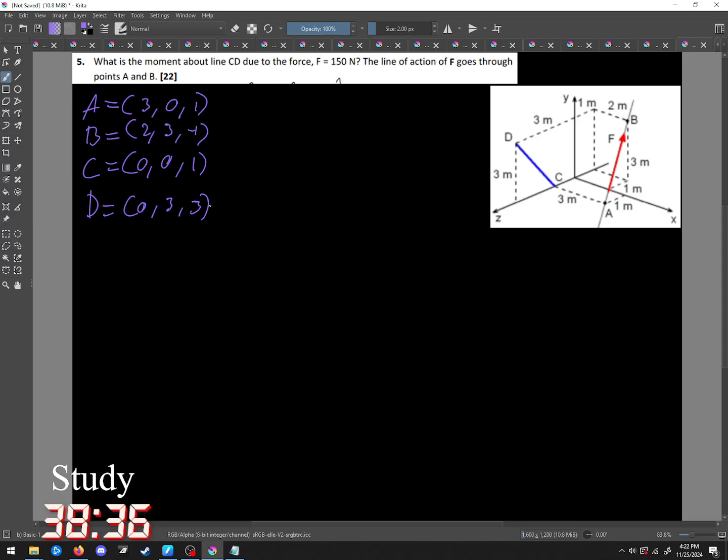Yeah, okay. Now, what are we supposed to find? AB and CF? Well, let's see. The moment, oh my gosh, a moment? What is the moment about line CD due to force F? F goes through AB, so we're going to want to find vector AB, which is going to be 2 take away 3, -1. 3 take away 0 is going to be 3. -1 take away 1 is going to be -2.